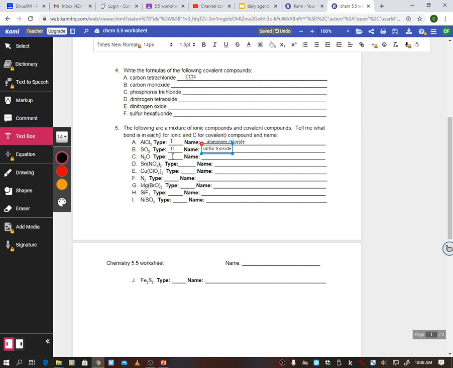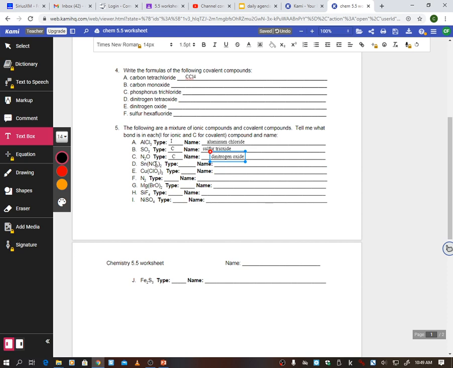N2O, both found on the right side of the periodic table. So it has two nonmetals, it's covalent. And the name is going to be dinitrogen, and you can say monoxide or you could just say oxide.